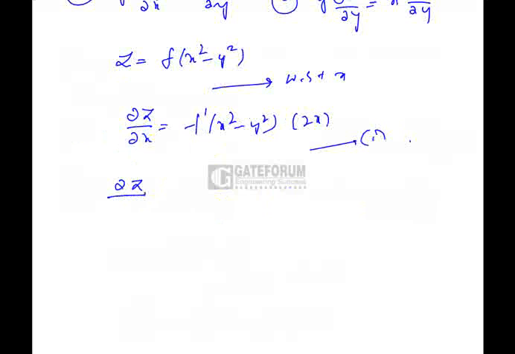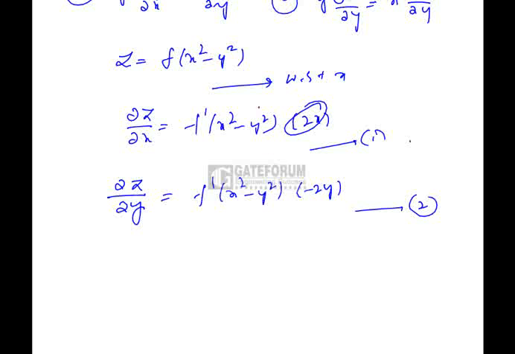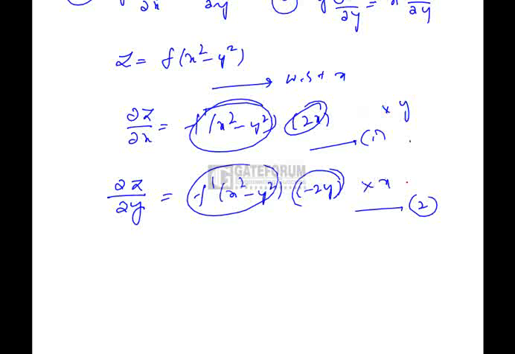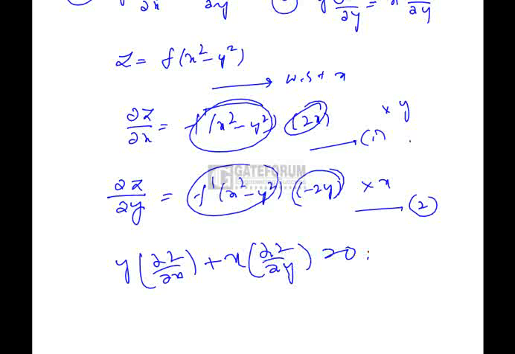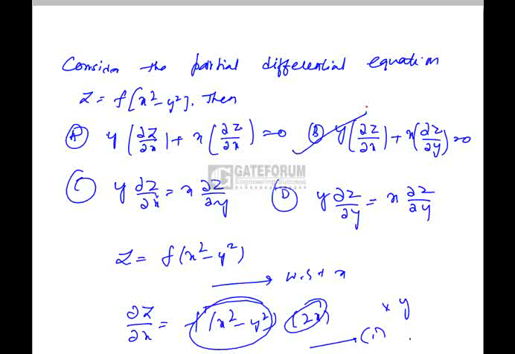Now we'll differentiate z with respect to y partially. So it is f dash of x square minus y square into differentiation, which is minus 2y, which is equation 2. Now we have 2x here and f dash of function, and 2y here and f dash of function. If I multiply y to the first function and x to the second function and add, then the result will be 0. So y into dou z by dou x plus x into dou z by dou y will be equal to 0, which is nothing but option B.